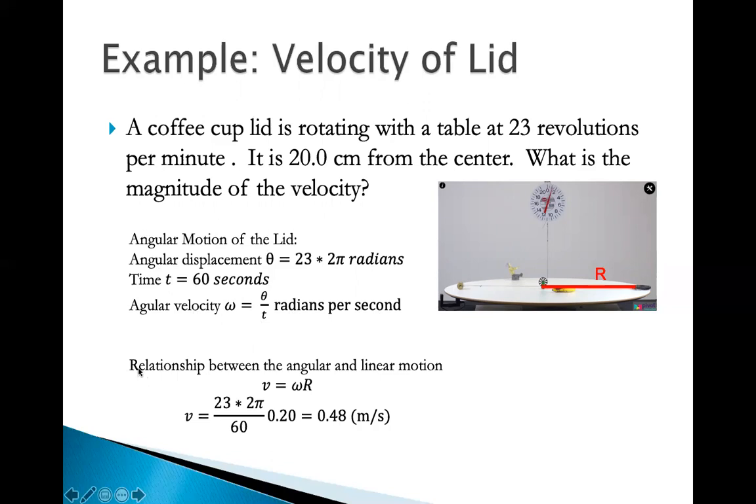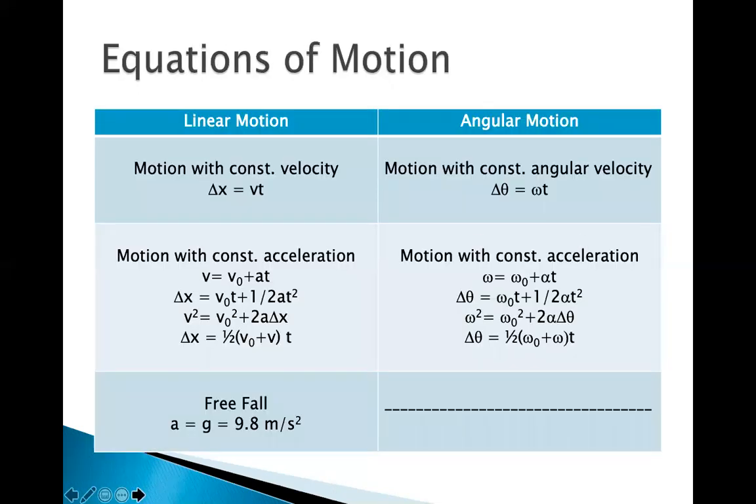Then let's look at the relationship between the angular and the linear motion. This lid is going around with the table at a linear velocity v, in meters per second. It's also rotating at an angular velocity omega, in radians per second. So v equals omega times r, the radius. So v equals 0.48 meters per second. This is how linear velocity and angular velocity are related.